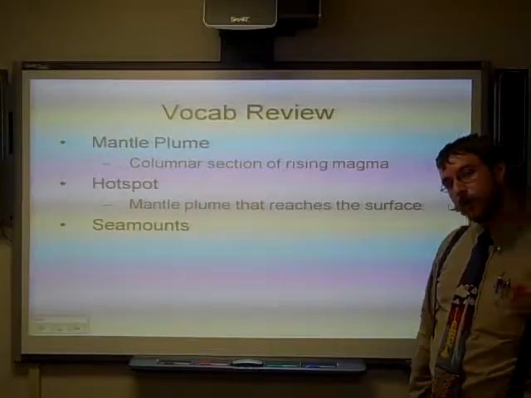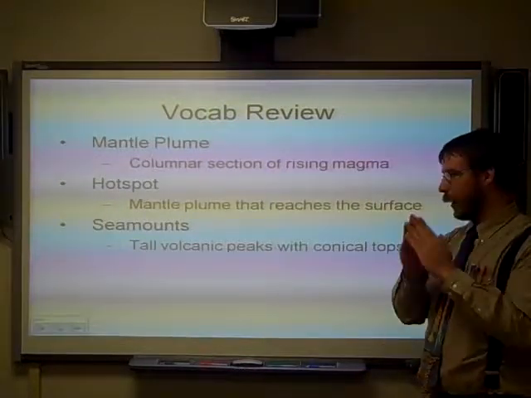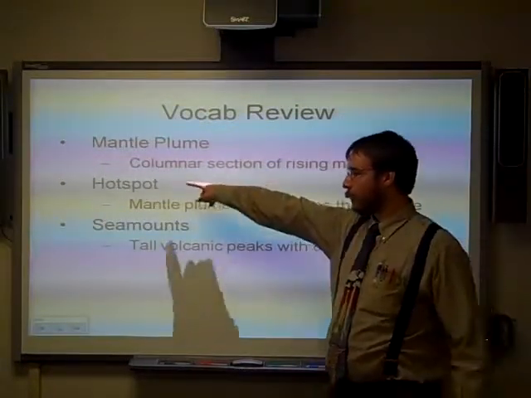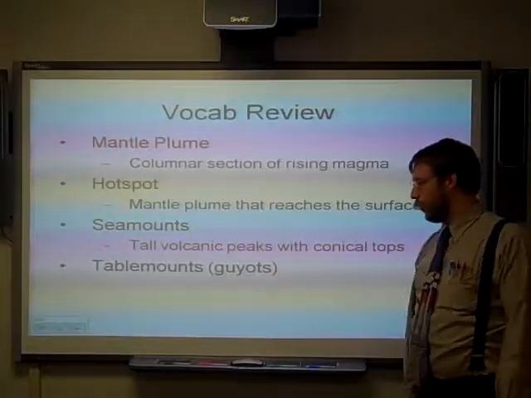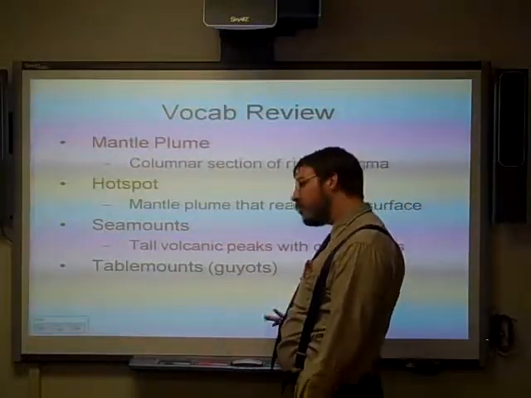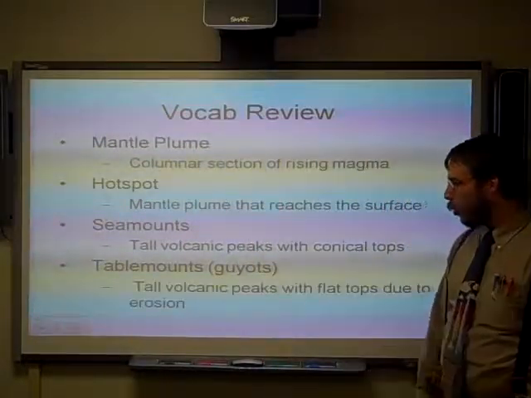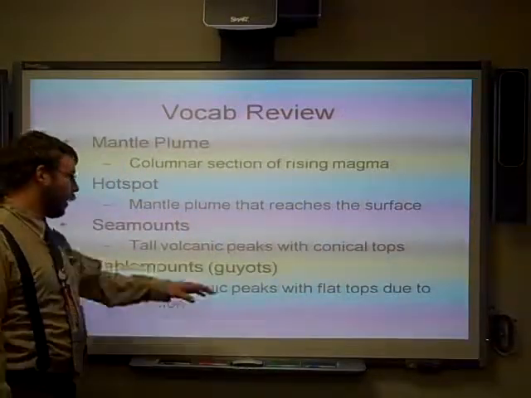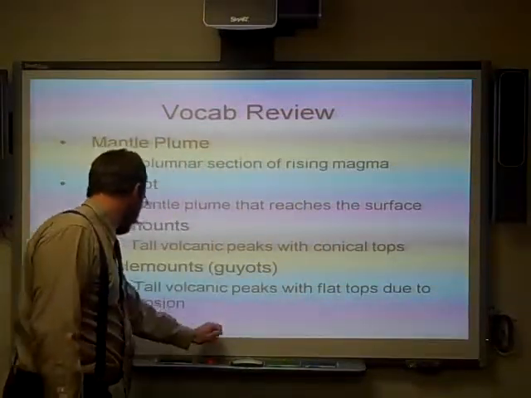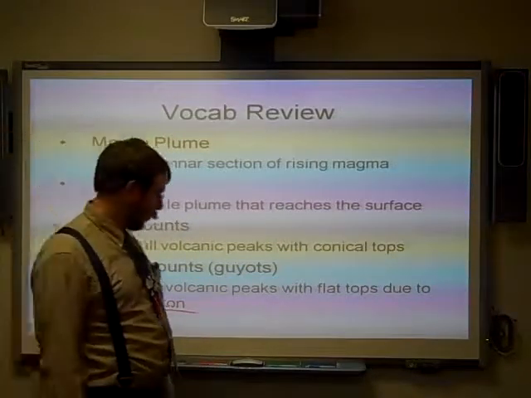There are seamounts, which are underwater volcanoes. And those have the nice conical peak. You can find them at hot spots. You can also find them at plate boundaries. Then you also have table mounts, which the French call guyots, because why not? And those are old, very tall still, but old seamounts that are dormant and they're flat due to everybody's favorite, erosion.